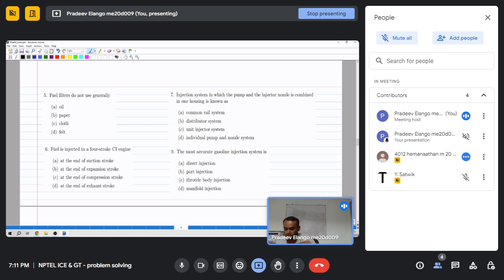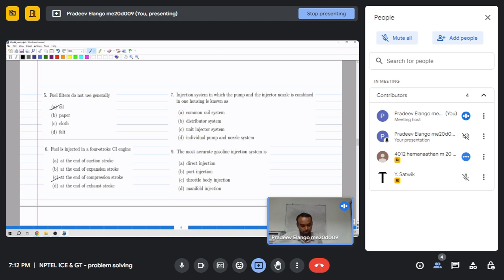Fuel filters do not generally use oil, paper, cloth, or wood. Oil is not used. Fuel is injected in a 4-stroke CI engine at the end of suction stroke, at the end of expansion, compression, or exhaust stroke? Fuel is injected at the end of compression or beginning of the expansion stroke.